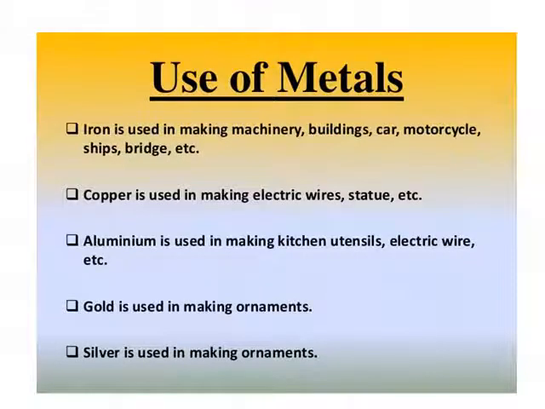Let us see some of the uses of metals, as we have already discussed this point. Iron is used in making machinery, buildings, cars, motorbikes, ships, bridges, etc. So iron has its own vast usage in our daily life. Copper is used in making electrical wires, statues, vessels, etc. And aluminum is used in making kitchen utensils, electric wires, etc. Gold is used in making ornaments. Silver is also used in making ornaments. So these are quite a few uses of metals.